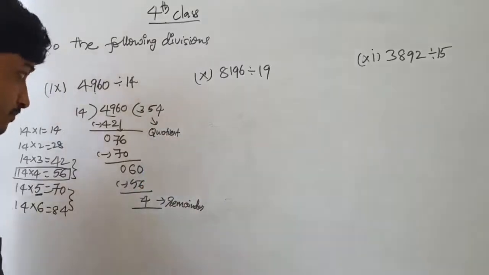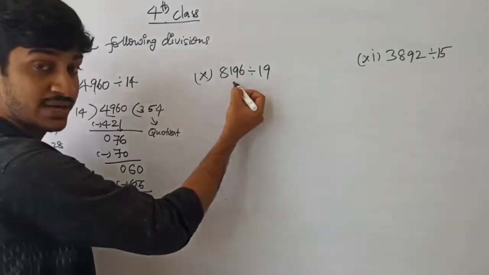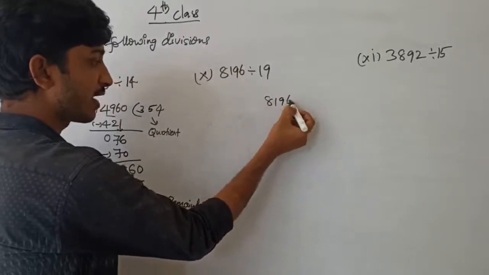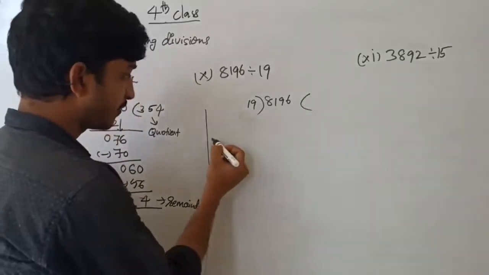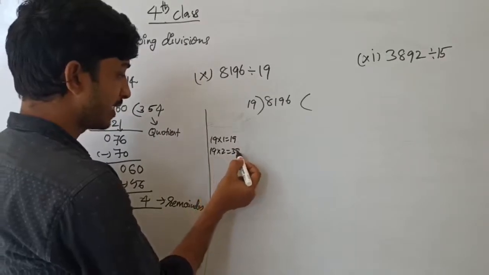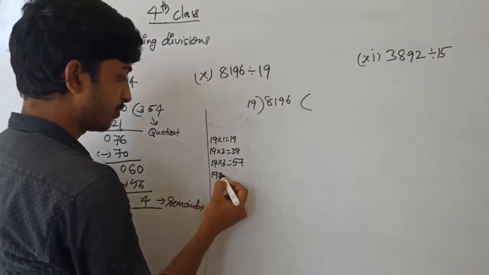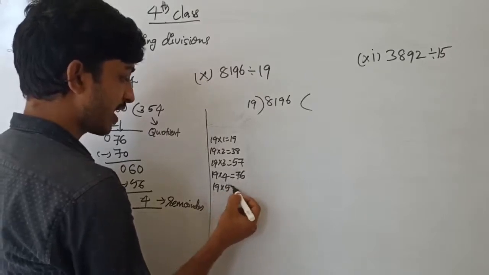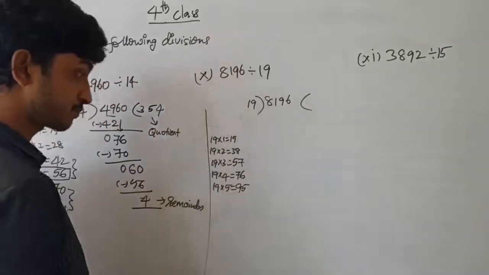Okay children, see the next problem, the 10th one. Here, 8196 divided by 19. So we know that 8196 divided by 19. So the 19 table: 19 into 1, 19; 19 into 2, 38; 19 into 3, 57; 19 into 4, 76; 19 into 5, 95. Okay, see here.